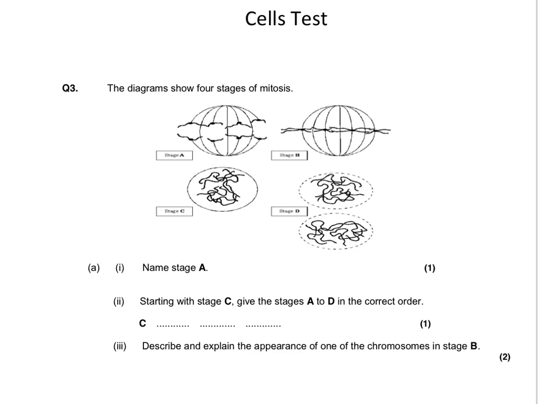Okay, question 3, it shows you the diagram showing 4 stages of mitosis. It wants you to name stage A. Stage A is anaphase.